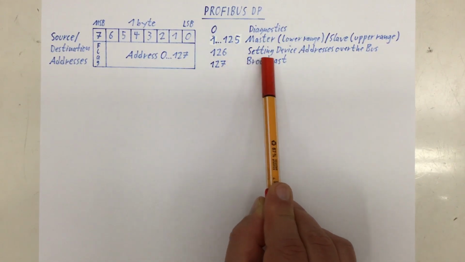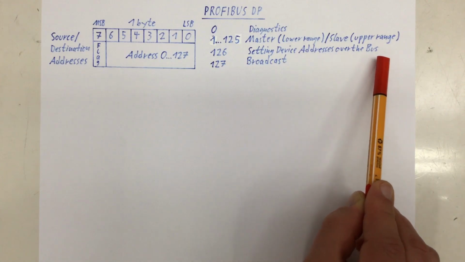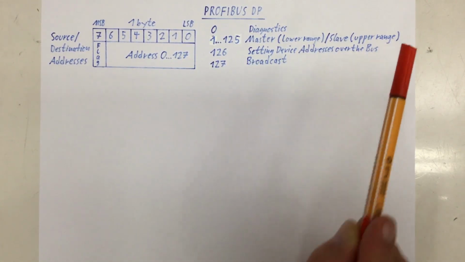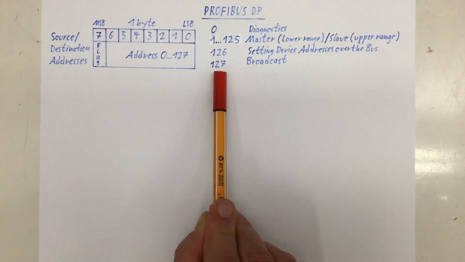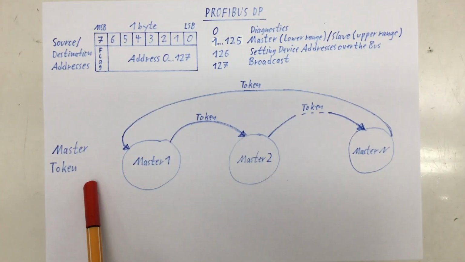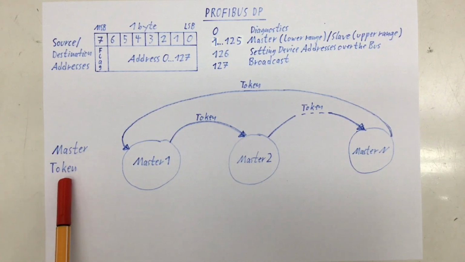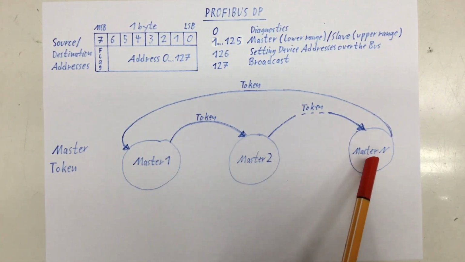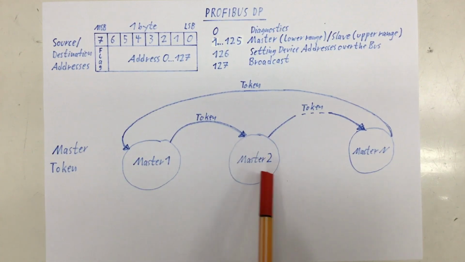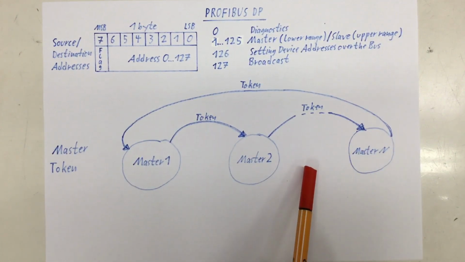126 is for setting device addresses over the bus. Yes, there are Profibus devices that support that. And 127 is the broadcast address. As mentioned before, a master token is passed between the masters to decide which master at one point in time has control over the bus.